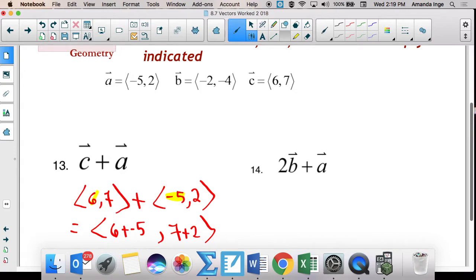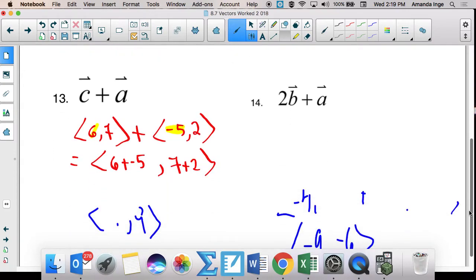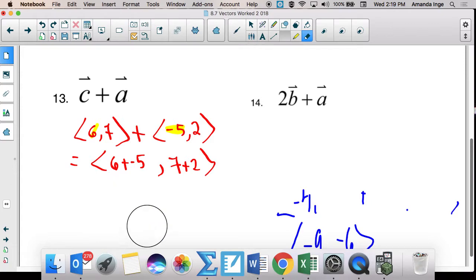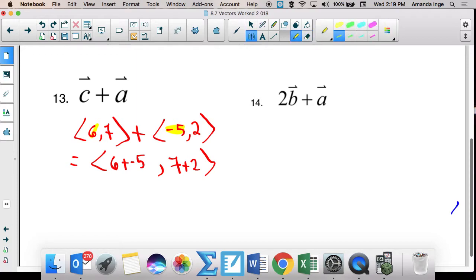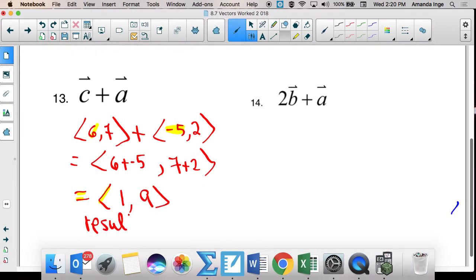So what's our new vector? Our new vector would be 1 and 9. This is what we call a resultant. Okay, that's a 9, not an A, y'all. Alright, so let's look at the next problem.